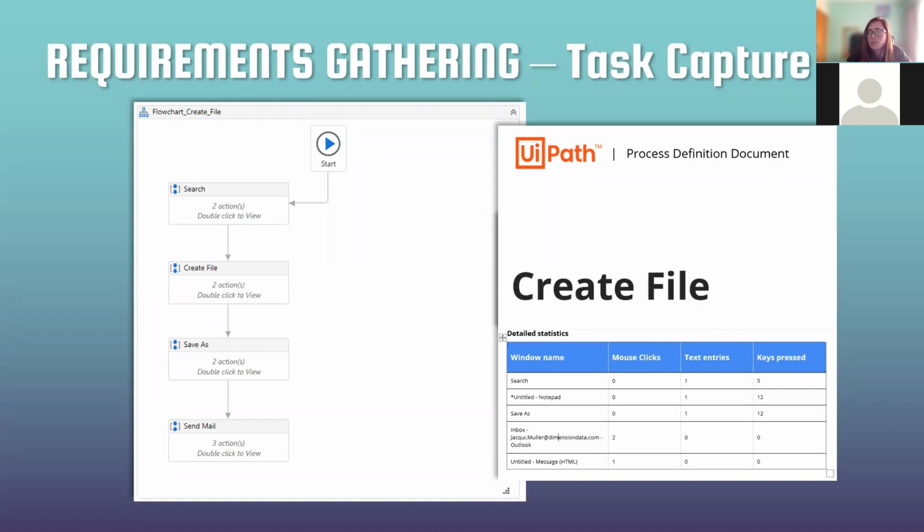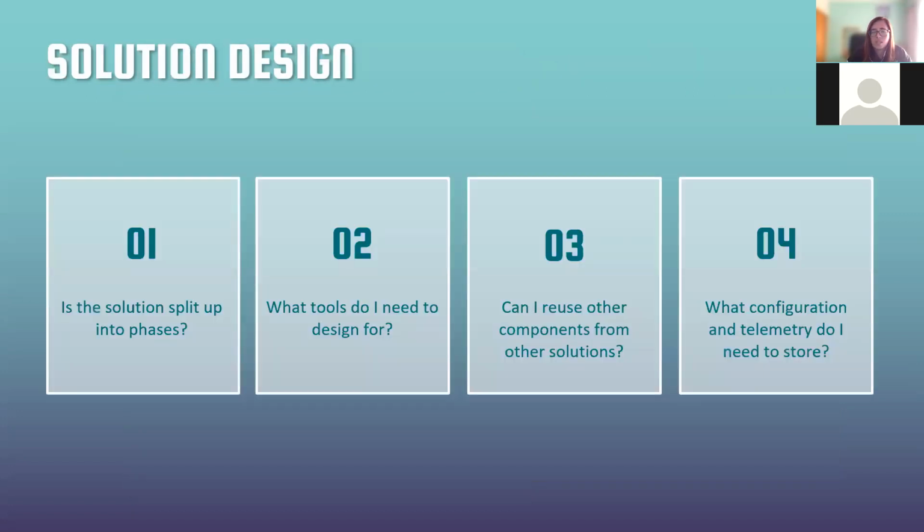Other tools that can be used during the requirements gathering phase are also the UiPath process mining and the UiPath task mining tools. The next phase, if you want to call it that, is solution design. And here we tend to look at things like, has the solution been split up into different phases? How can the solution be split up into different phases? What are the logical steps that need to be split up first before breaking them up into conceptual steps? How should the solution be designed to align with whatever design pattern was chosen, if a design pattern was chosen?